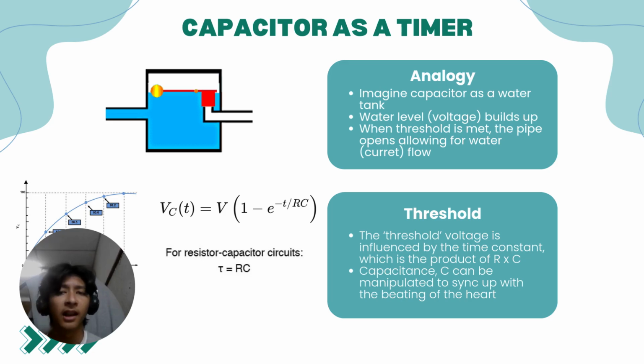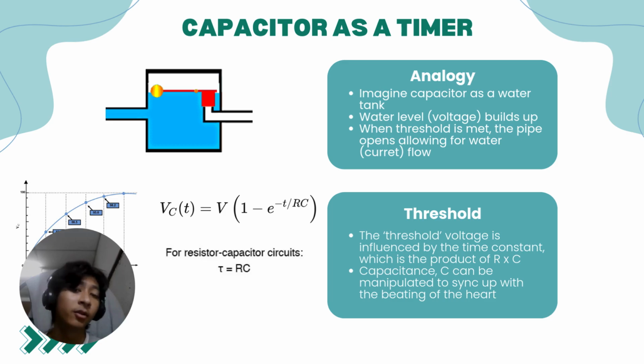And for this case, for the capacitor, we will use the analogy of a water tank. Imagine the water level increasing as water goes through it. This can be seen as a voltage. And when the water level reaches a certain threshold, the water will start flowing from the pipe. And this water flow can be counted as a current flow. Therefore, when the voltage reaches a certain threshold in the capacitor, then the current will start flowing.